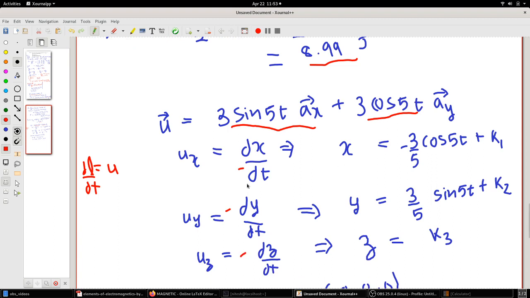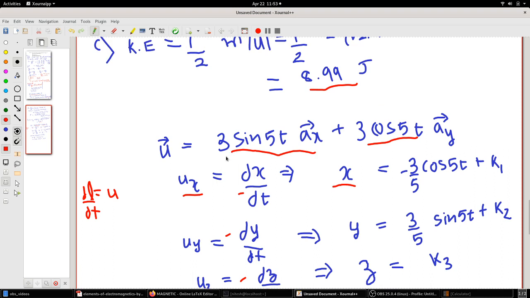Now if I integrate both sides, what I get is x equal to, the ux component is this, right? 3 sin phi t. So the integral of 3 sin phi t is minus 3 by 5 cos phi t. This is what I get. So this is minus 3 by 5 cos phi t plus k1, the constant of integration.